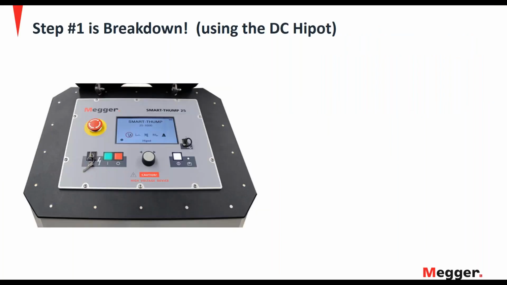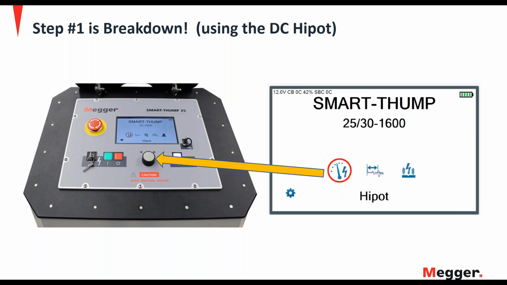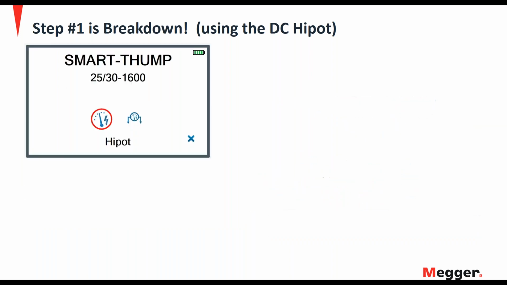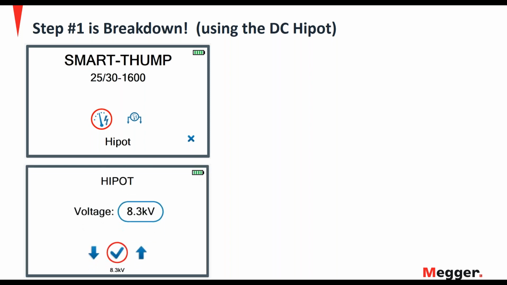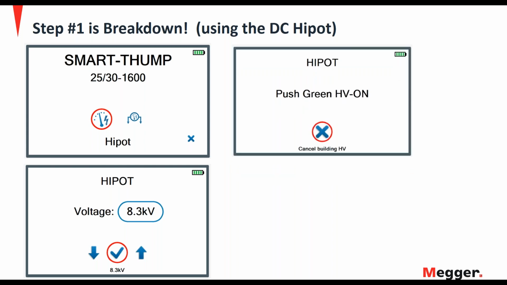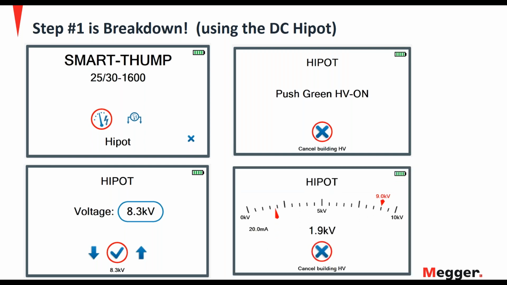So let's start with step 1, breakdown using a DC high pot. So with that knob right there, when we click on it, on high pot, it will start the sequence. And it would look something like this. First, we would select high pot. We would then adjust left or right and pick the voltage level that we want to do our breakdown test at. And it would ask us permission by pushing the green high voltage on to go hot. And then it would charge the unit up.